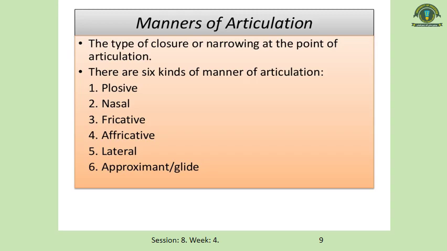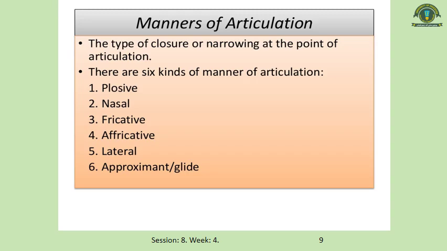The type of closure or narrowing at the point of articulation, at the place of articulation. I'm not talking about manner of articulation. At the point of articulation, when two lips are absolutely closed, what are we left with? We are left with stops, or in other words, you can call them plosive. So that's why there are 6 kinds of manner of articulation.